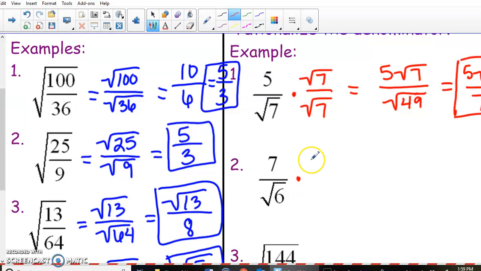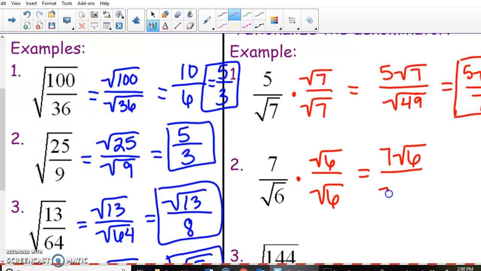Okay, same thing on this one. I'm going to multiply both my numerator and my denominator by the square root of 6. I'll be left with 7 times the square root of 6 up top. And then I'll have my square root of 36 on the bottom. Simplify that out, and I'm left with 7 times the square root of 6 over 6.